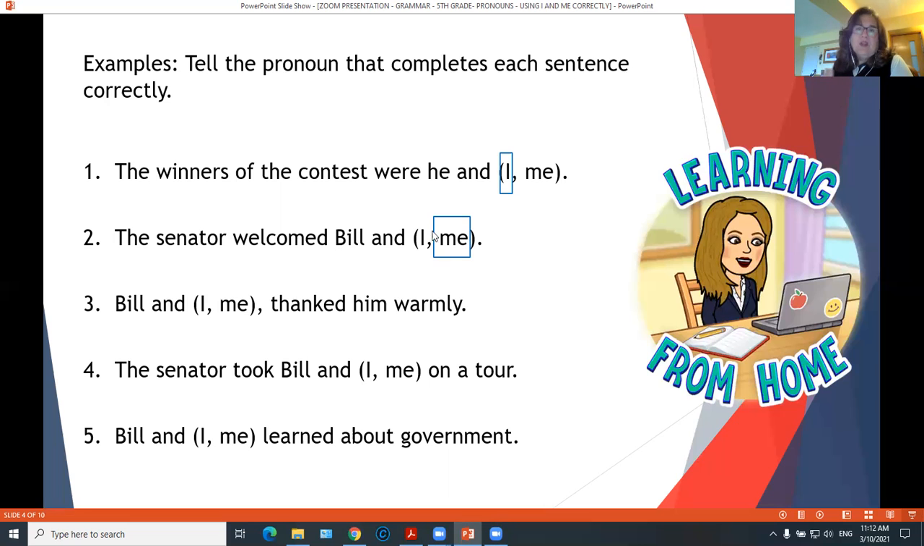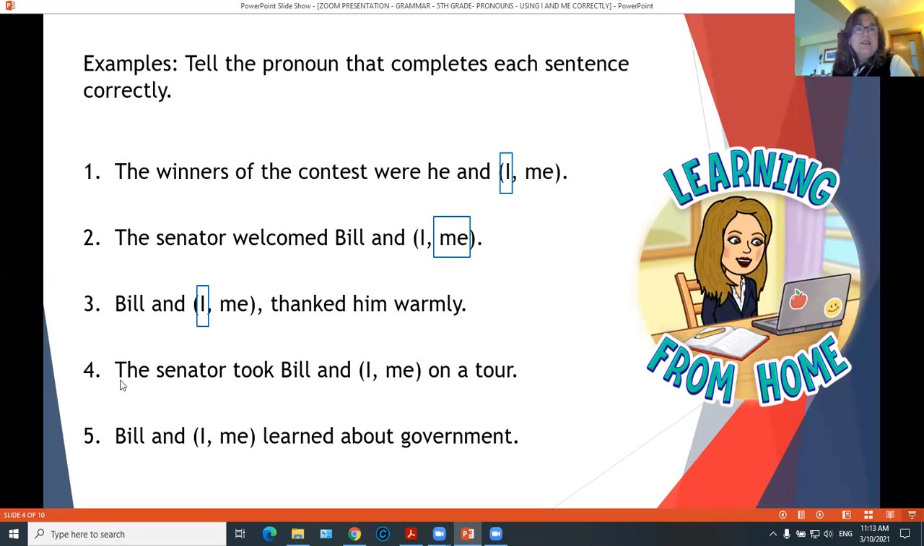So the correct word to use is me, not I, because you will never say "the senator welcomed I," okay? Number 3, "Bill and _ thanked him warmly," and we have I or me. In this case, this is a compound subject. So since it's a subject, we use I, okay? Bill and I thanked him warmly.